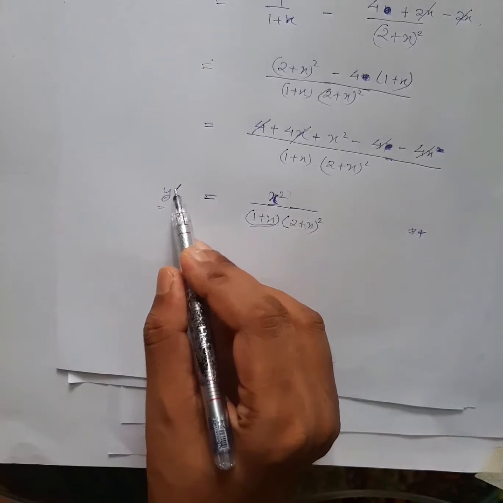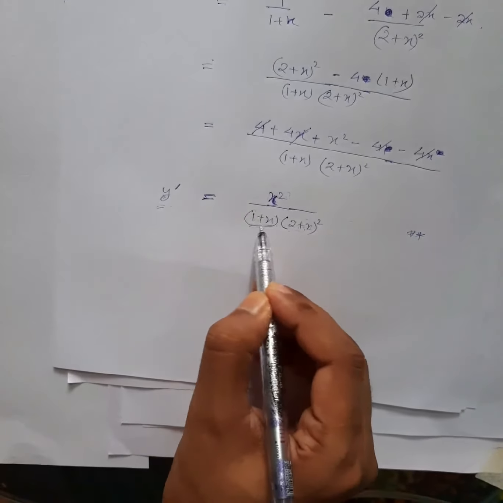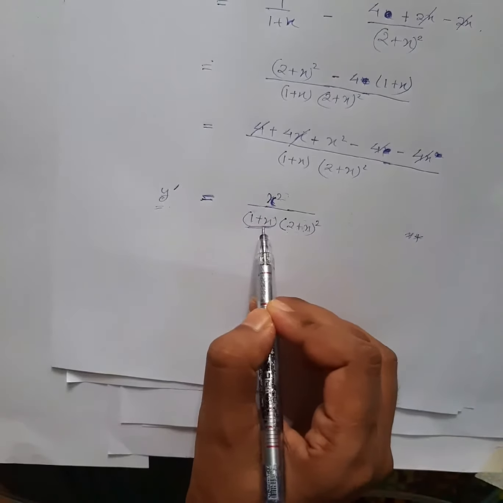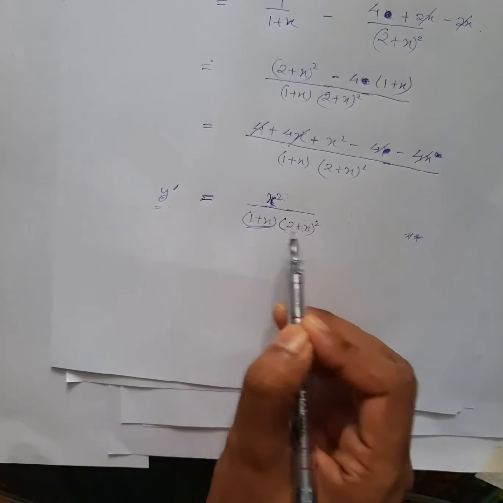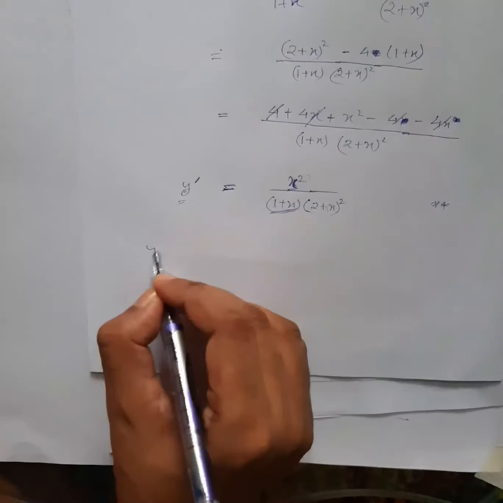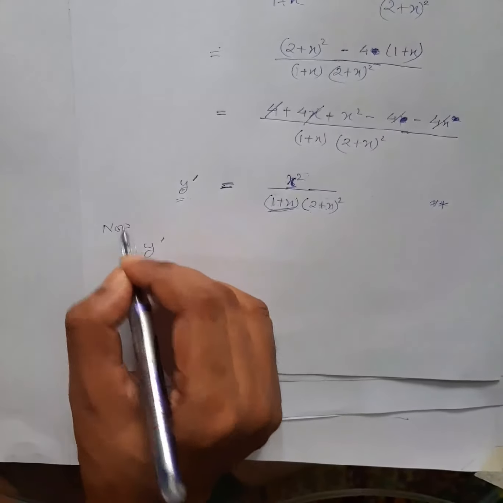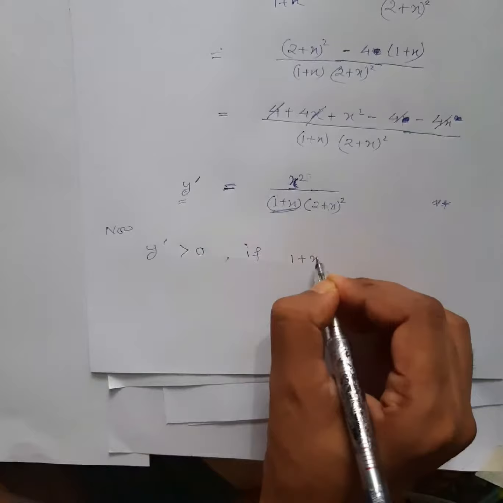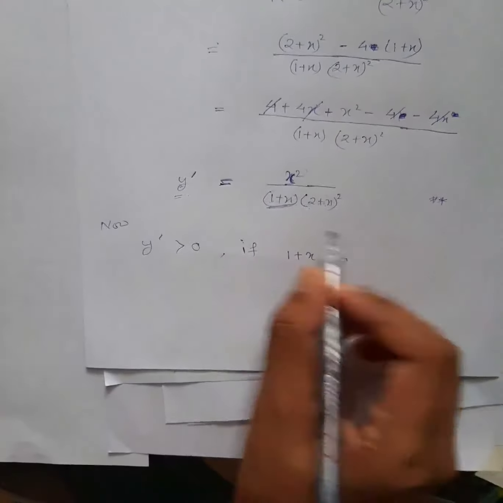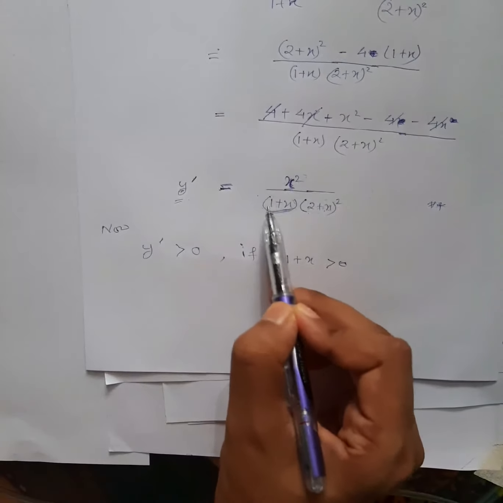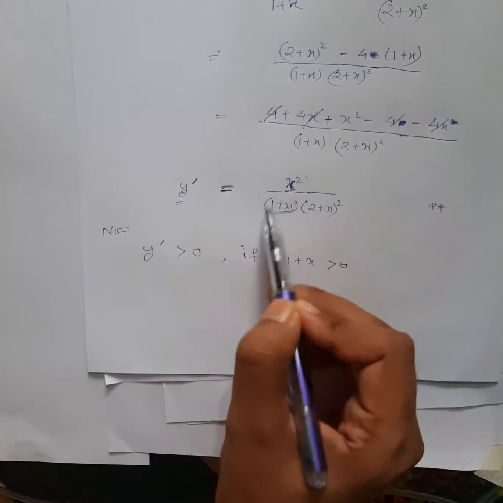So your y dash depends only on this expression. To be greater than 0, it only depends on this one. If 1 + x is greater than 0, then your whole expression will be greater than 0. So y dash is greater than 0 if 1 + x is greater than 0. Your whole expression depends on this polynomial, 1 + x only.